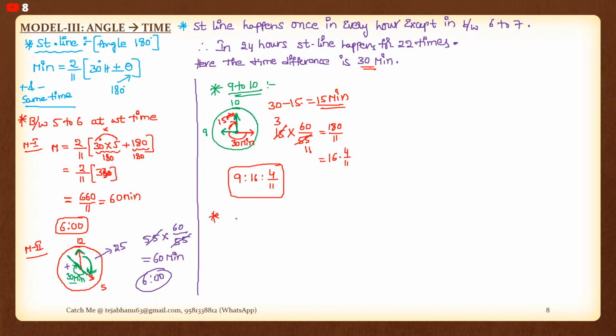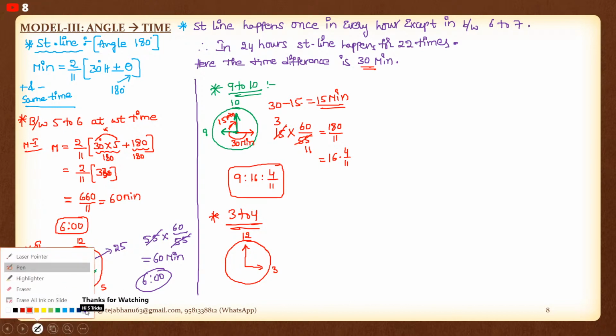Understand one more, I'll explain one more. Have a look. Between 3 to 4. See again, 3 o'clock will appear like this. Try to understand carefully. At 3 o'clock, both hands appear like this.